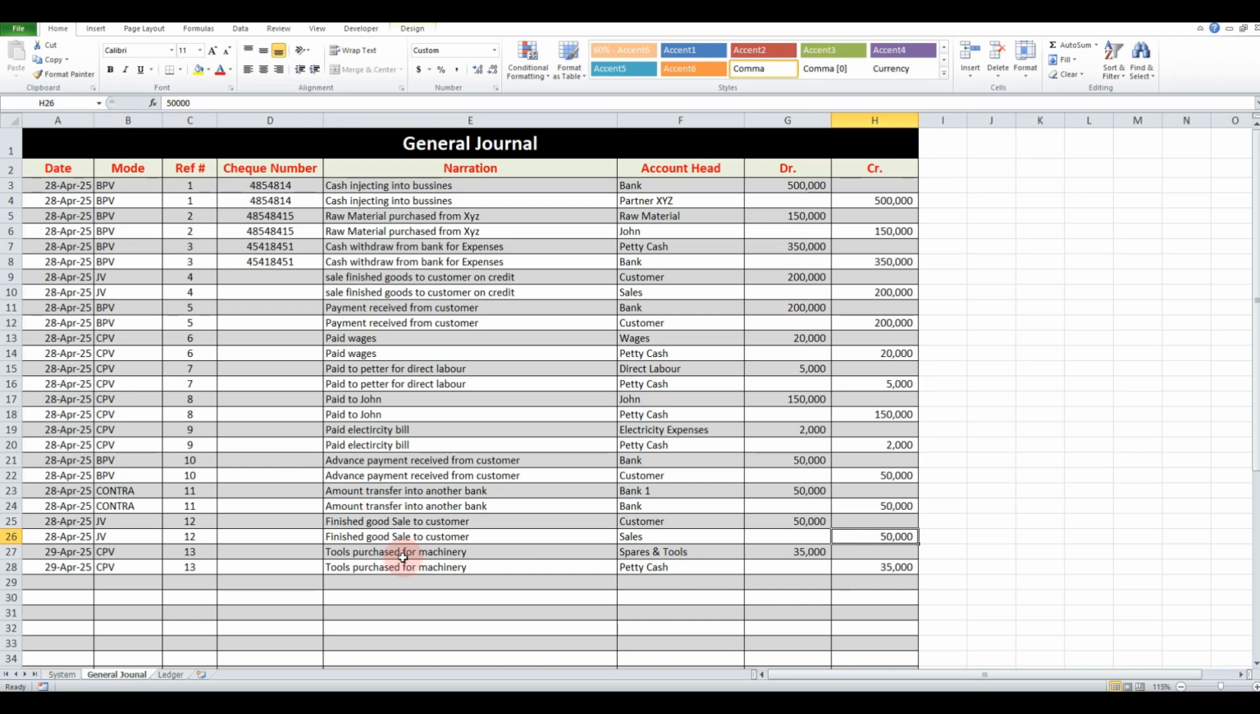Now the thirteenth entry I have posted here, tools purchased for machinery. Spares and tools is an asset account. Spares and tools are long-term assets, so it will be debited. When an asset account increases, it will be debited. On the other account, when the asset account decreases, it will be credited.